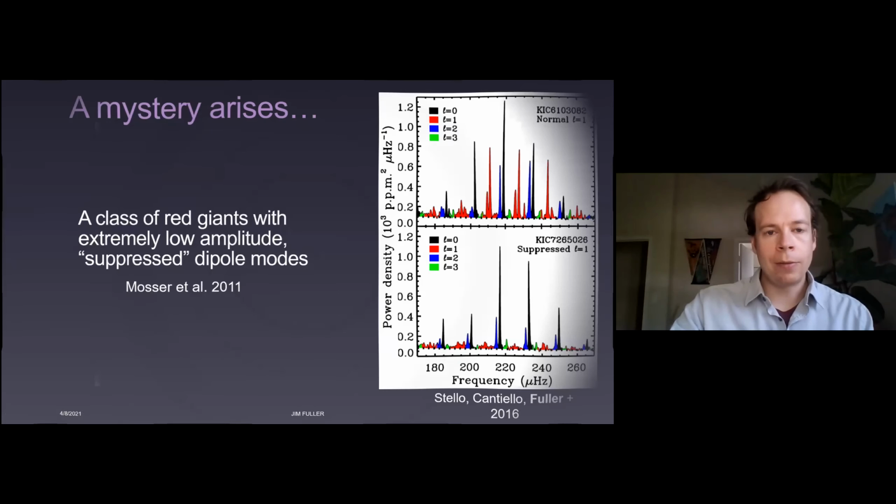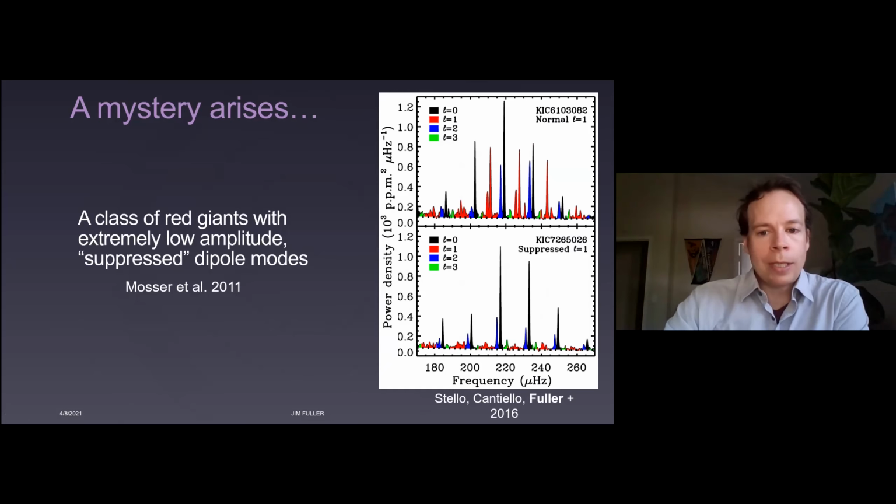But it turns out that there are some red giants where we see something very different. And this was a mystery several years ago that came up. Again, on the right, I'm showing you some power spectra of a couple different red giants. These are two different stars. At the surface, they would look almost identical, but their power spectra look very different. And what you notice here is that this star has a lot of power in these dipole oscillation modes.